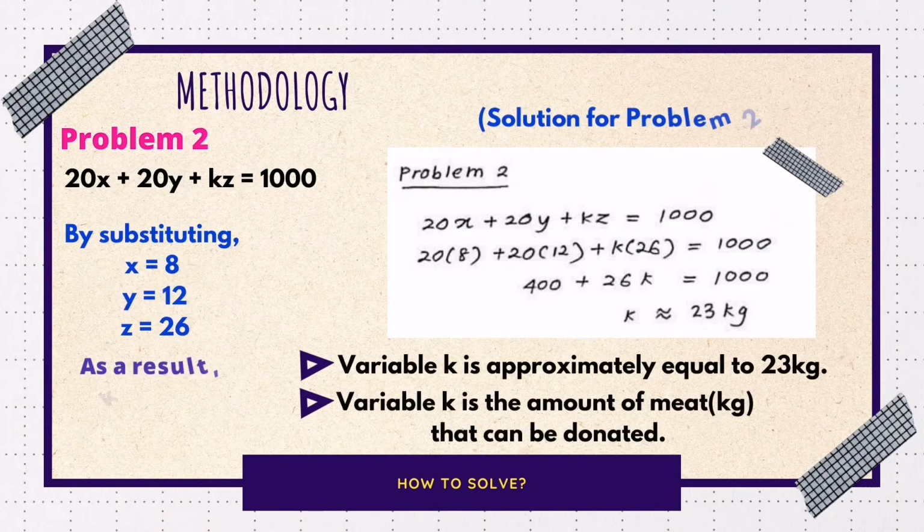The next part is to solve problem 2. We substitute the values of x, y and z that we got from the solution of problem 1. Then we get the value of k, which is approximately equal to 23 kg.